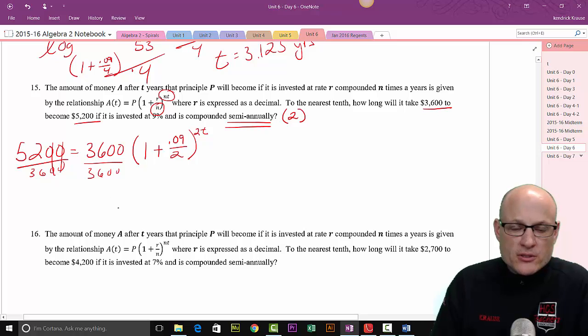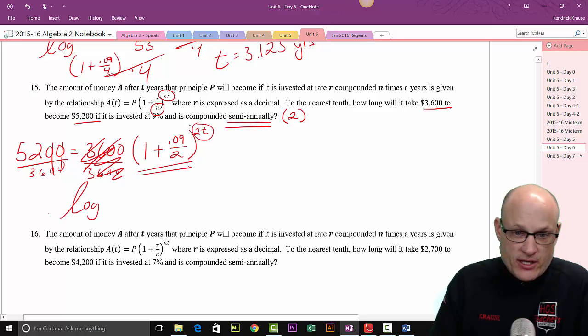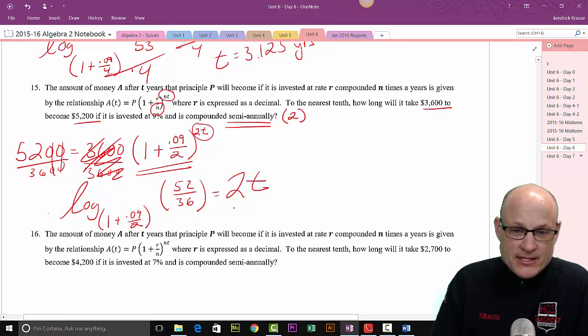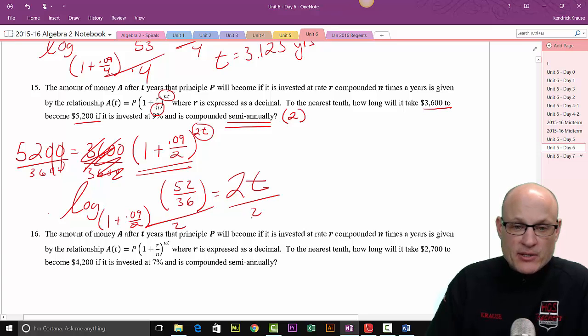Get rid of zeros. So now I have an exponential. I'm going to turn it into a logarithm. So log of, this is the base, and this is the exponent. So log of 1 plus 0.09 over 2 of 52 over 36 is equal to 2t. Divide by 2, and I divide by 2.